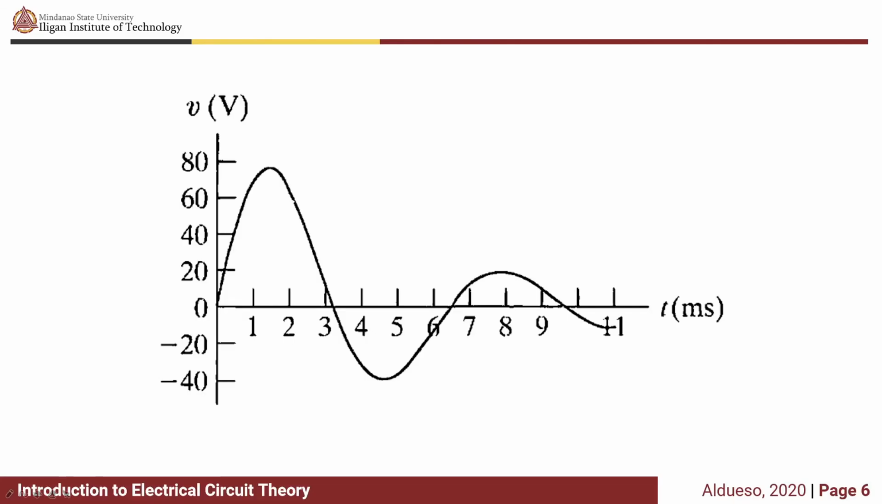So graphing v of t, this is what it looks like. I have a 0 initial value for v of t, and it oscillates from positive to negative.